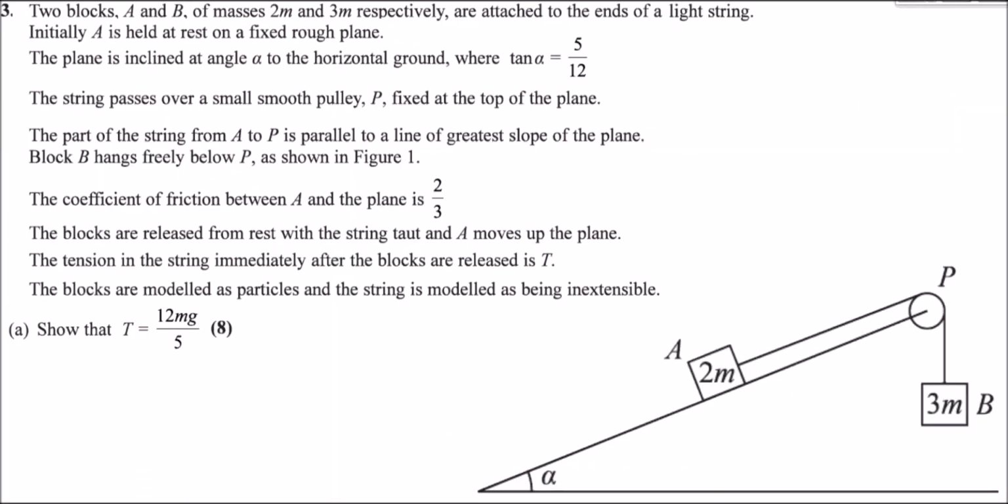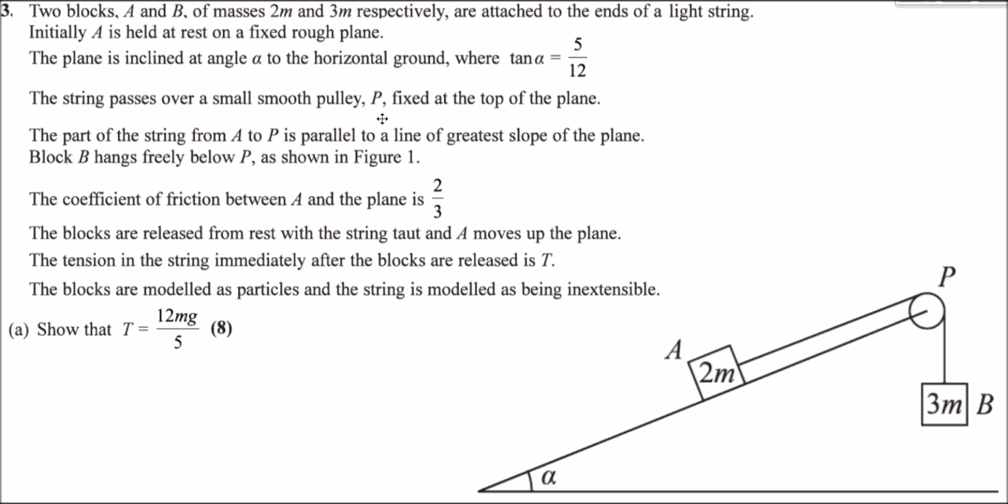Question 3 now. So here we've got two blocks, A and B, of masses 2m and 3m respectively, attached to the ends of a light string. So this here is the string. Initially A is held at rest on a fixed rough plane. The plane is inclined at angle alpha to the horizontal ground, alpha's here, where tan alpha is 5/12. We're going to return to this fact in a moment.